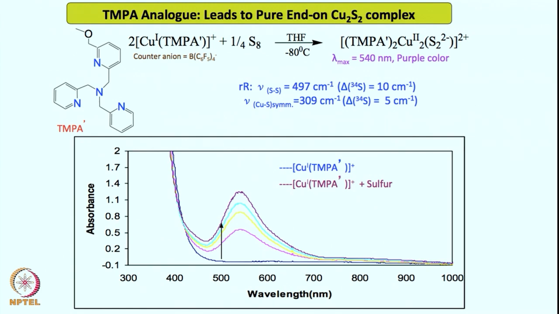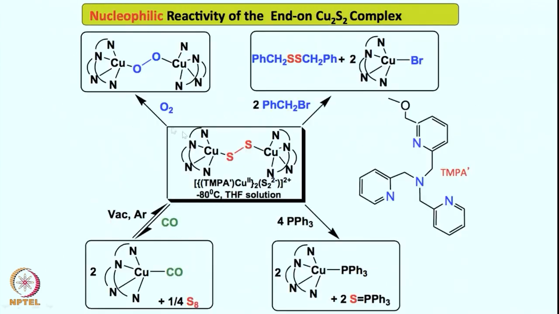Similarly, sulfur binding is completely reversible, which can also be manifested by the fact that oxygen bubbling gives rise to this species, which is an end-on bound crystallographically characterized intermediate. This intermediate is also crystallographically characterized. Therefore, this also shows that oxygen binding is stronger than the sulfide binding for the cases with the tetradentate ligand system.